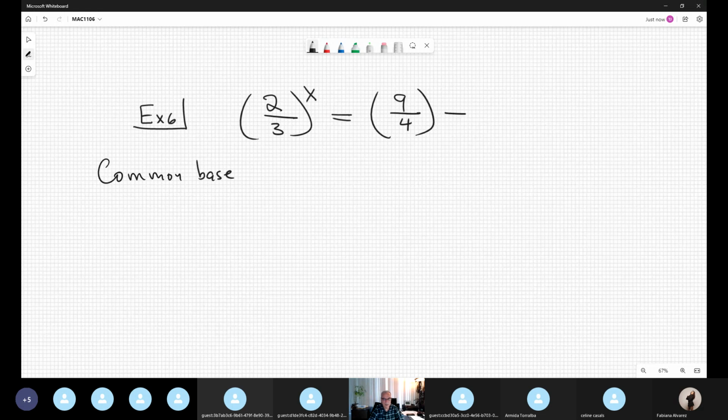For example, in the right hand side, instead of 9, I put 3 squared. It's equivalent, no? And instead of 4, I put 2 squared.